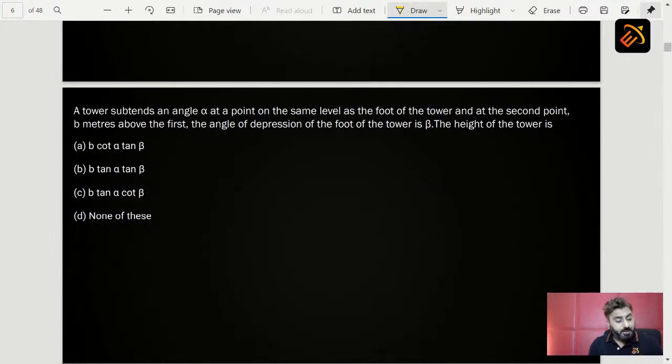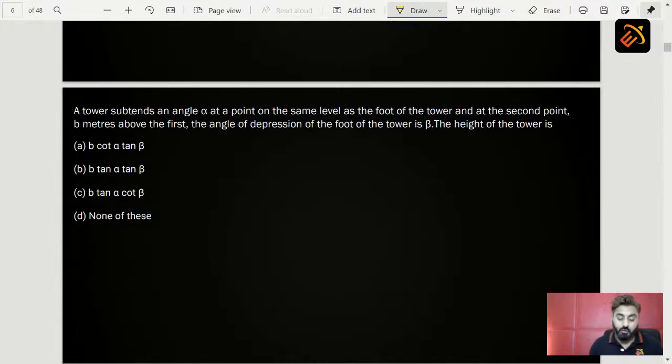A tower subtends an angle alpha at a point on the same level as the foot of the tower and the second point B meters above the first. The angle of depression of the foot of the tower is beta. The height of the tower is what? Let's check our options. Option A: B cot alpha tan beta, option B: B tan alpha tan beta, option C: B tan alpha cot beta, and option D: none of this.